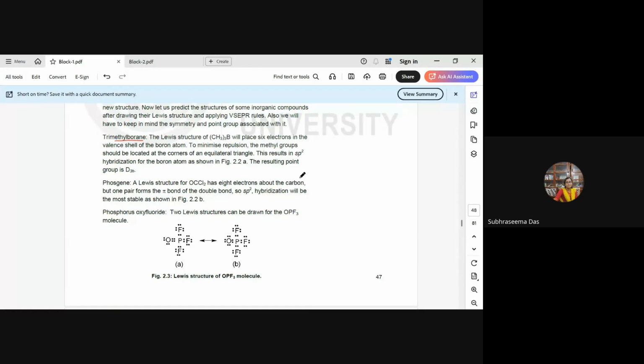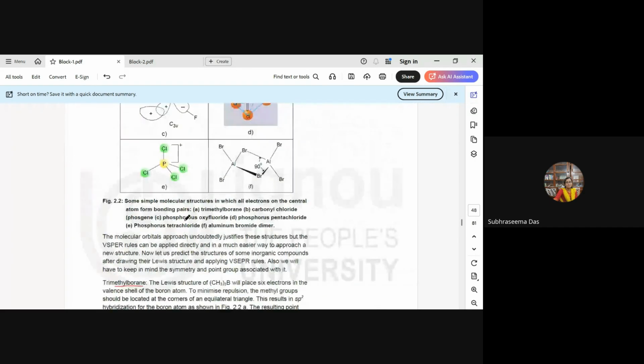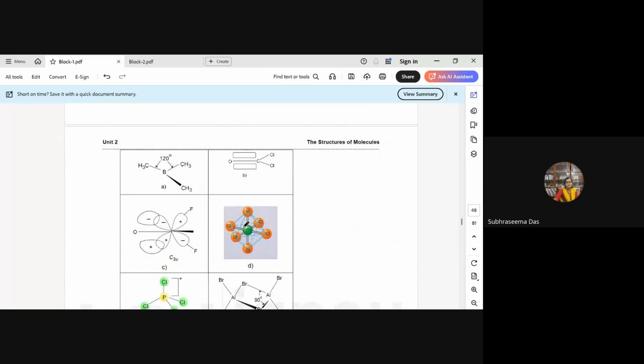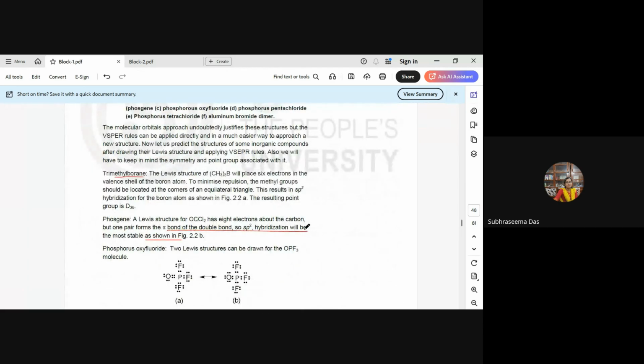It has 8 electrons about the carbon, but one pair forms the pi bond of the double bond. So sp2 hybridization will be more stable. Here in figure 2.2b, phosgene, the pi bond has been shown.